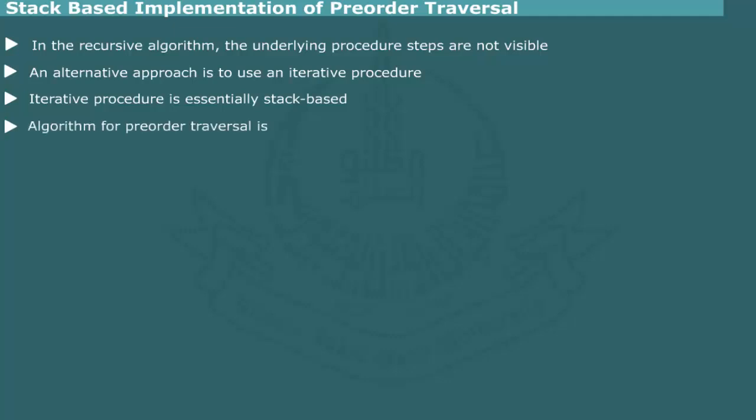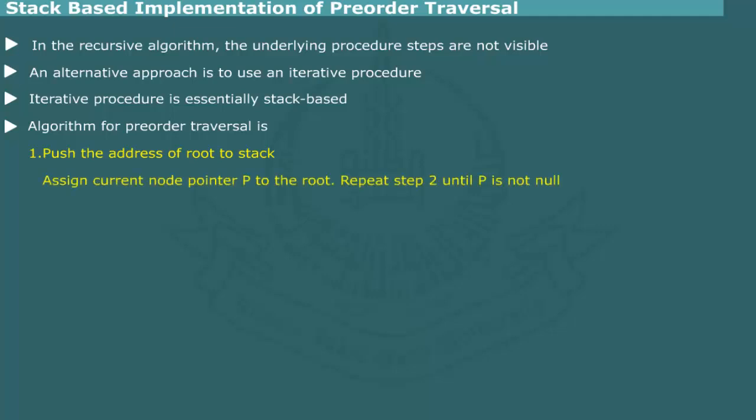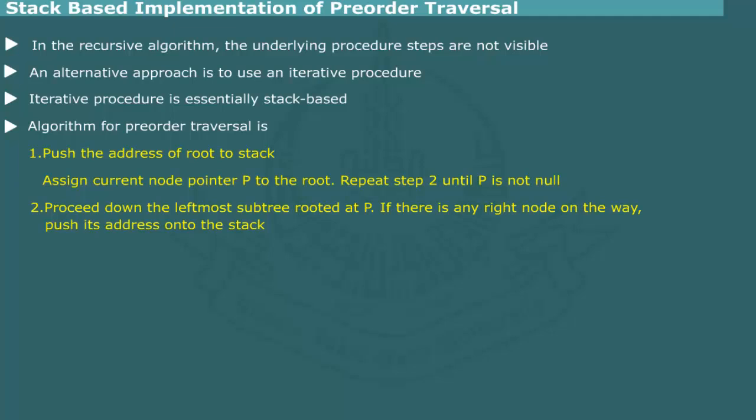The algorithm for preorder traversal of a tree in iterative way is: Number 1. Push the address of root to stack and assign current node pointer P to the root. Repeat step 2 until P is not null. Number 2. Proceed down the leftmost subtree rooted at P. If there is any right node on the way, push its address onto the stack. Continue processing the nodes until the leaf node is reached and processed.